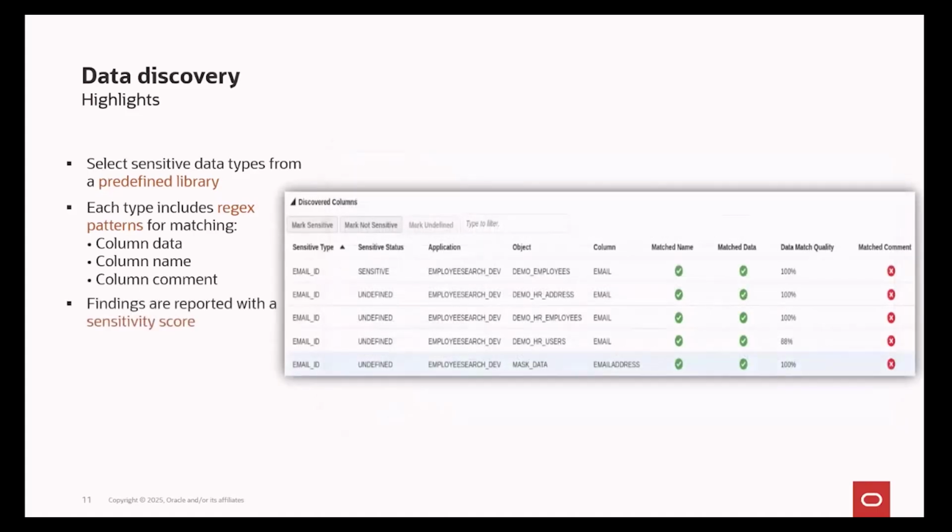So with this, it will perform the pattern matching with your columns in the table. Once your discovery job is completed, you will get all the findings, including your sensitive columns, where each is located, which schema, application, object, along with the sensitivity score for data match, and whether there was a match with column name and also column comment. Here, again, in the screenshot, you can see that based on the scores, the users can define whether a particular discovered column is sensitive or not. So they will have the flexibility to change that.